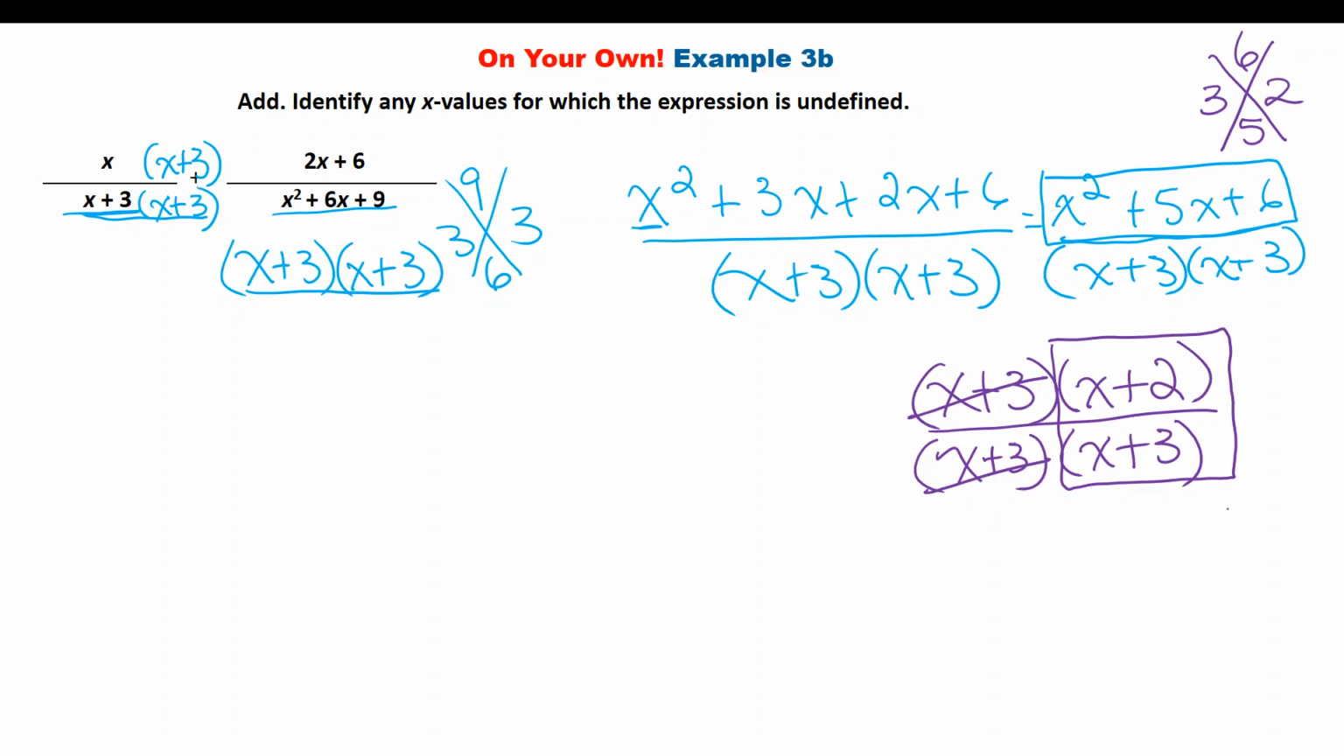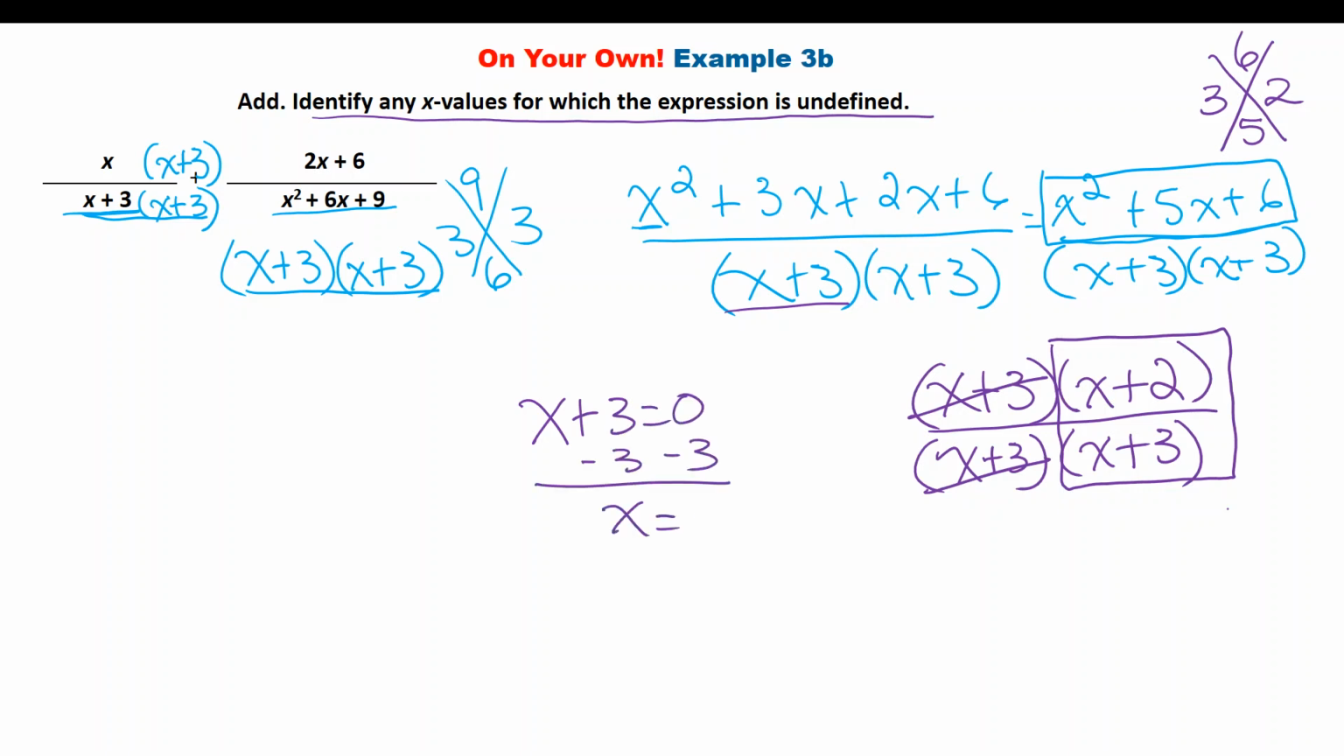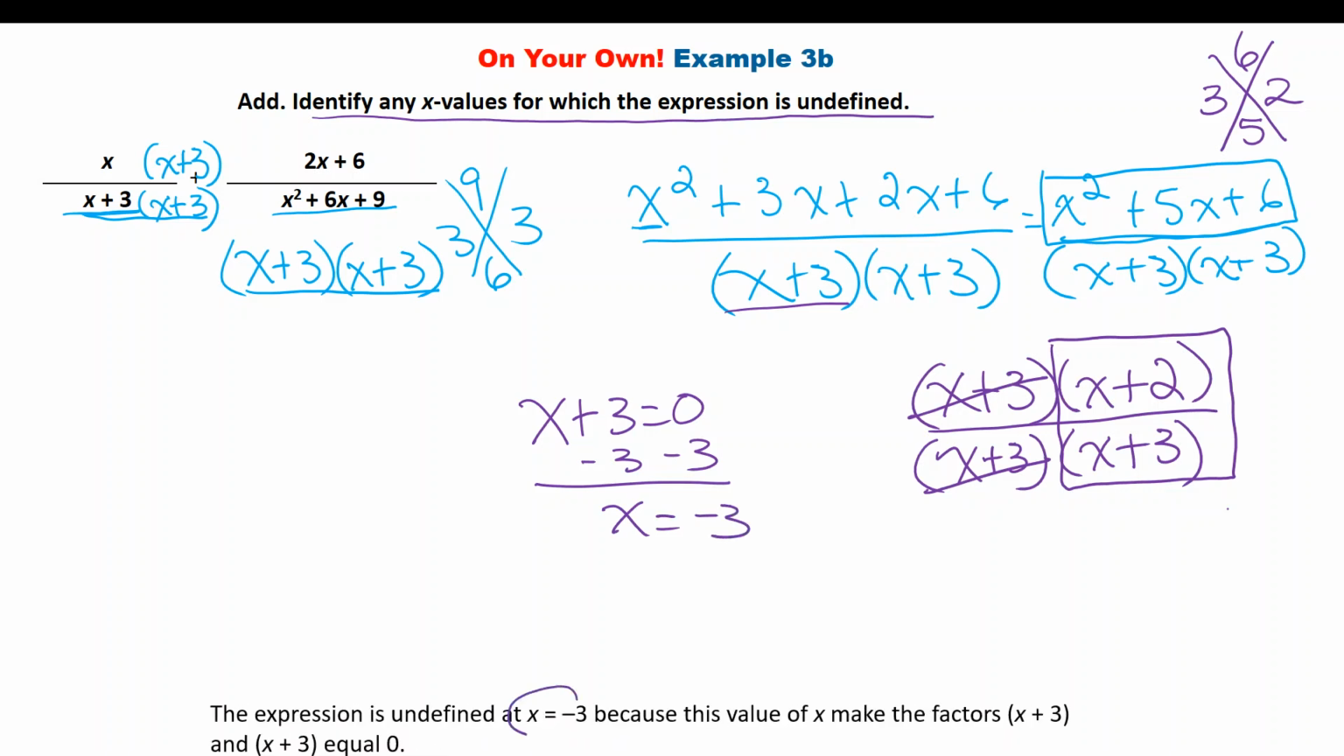Okay, now once you've got that, don't forget we still have to identify any x values for which the expression is undefined. So I have an x plus 3, so x plus 3 equals 0, so subtract 3 from both sides. So when x equals negative 3, our equation is undefined.